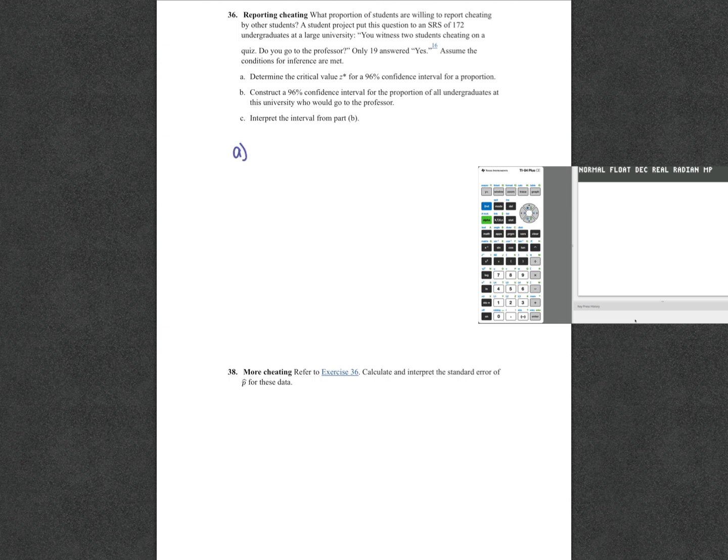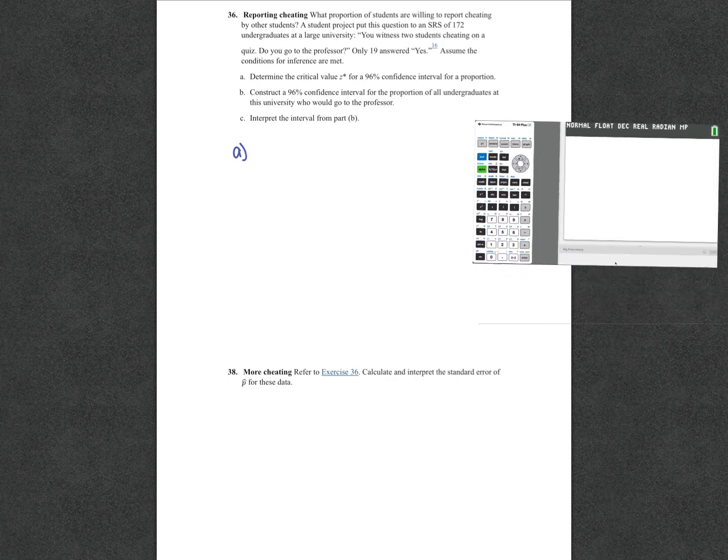Okay, so part A says determine the critical value z star for a 96% confidence interval for a proportion. Anytime you're doing a confidence interval for a proportion, you're finding z star, and this critical value z star is based only on the confidence level, which is 96%. So 96% is the only thing we need to know as far as the confidence level to find this critical value. Okay, so let's go to the calculator for this.